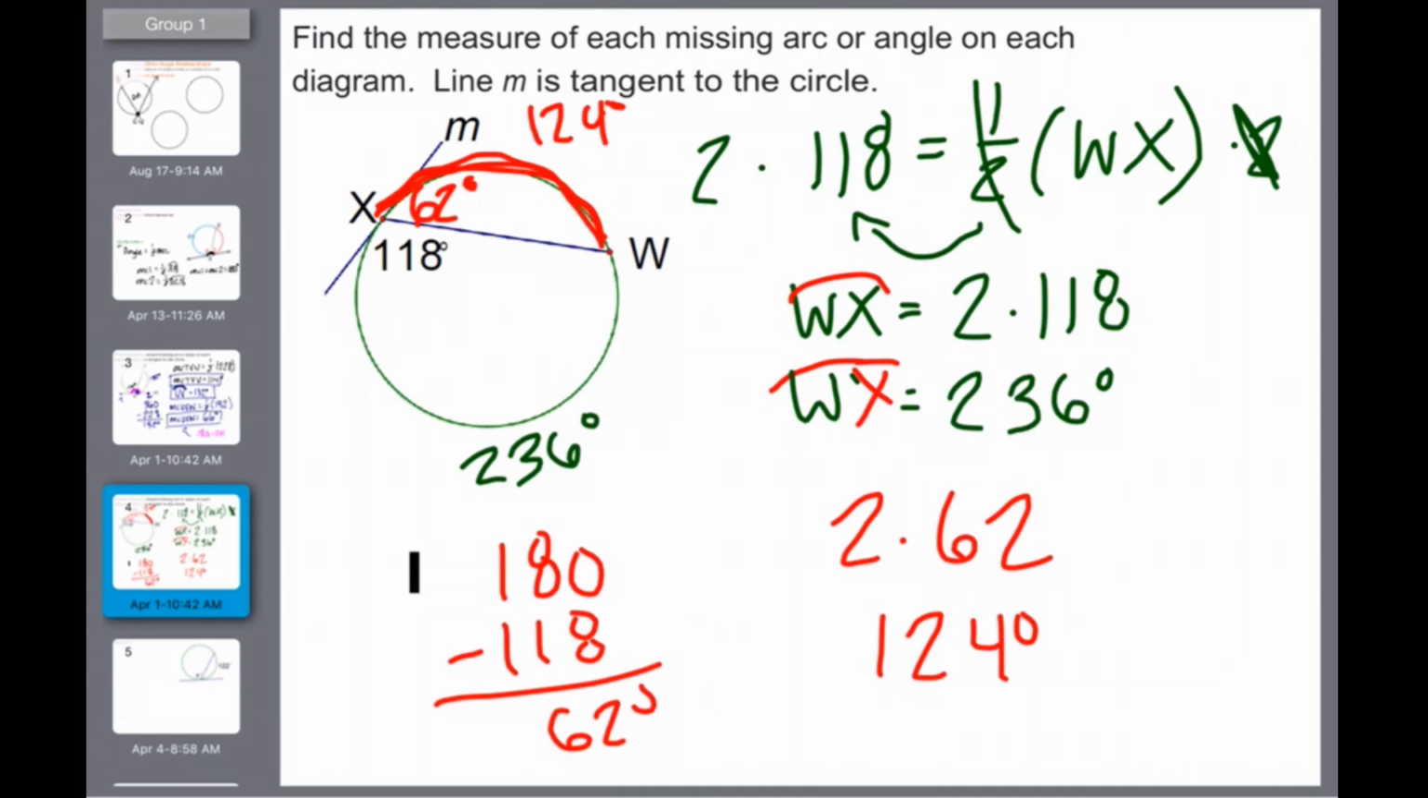All right, and that also works out if we take our 236 plus 124, that is going to be 360 for the total amount of our circle on the outside for our degrees.